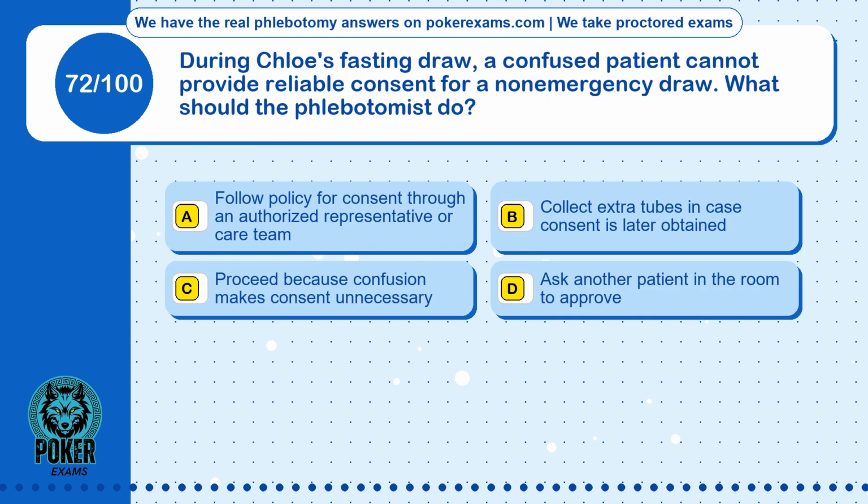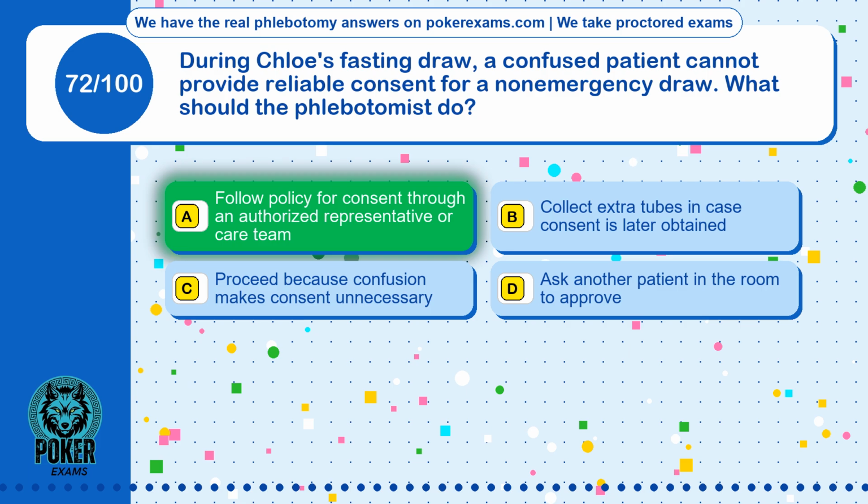Question 72. During Chloe's fasting draw, a confused patient cannot provide reliable consent for a non-emergency draw. What should the phlebotomist do? Option A, follow policy for consent through an authorized representative or care team. Option B, collect extra tubes in case consent is later obtained. Option C, proceed because confusion makes consent unnecessary. Option D, ask another patient in the room to approve. The correct answer is option A. Follow policy for consent through an authorized representative or care team.